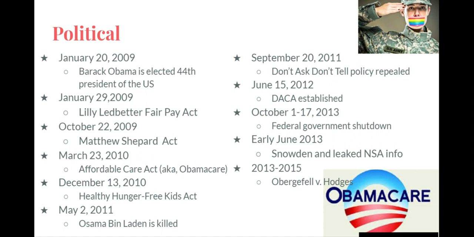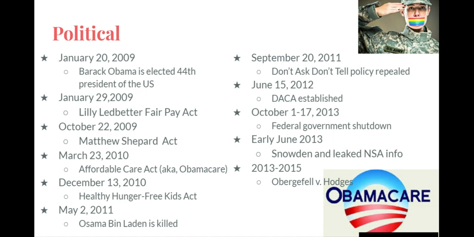In June 2012, the Deferred Action for Childhood Arrivals, the DACA program, was formed, providing temporary protections to undocumented migrants who came to America as children, and allows them to have the right to live, study, and work in America. And finally, in June 2015, same-sex marriage was legalized in the Obergefell v. Hodges Supreme Court decision. All these achievements under Obama were positive as they attempted to achieve equal rights for all.